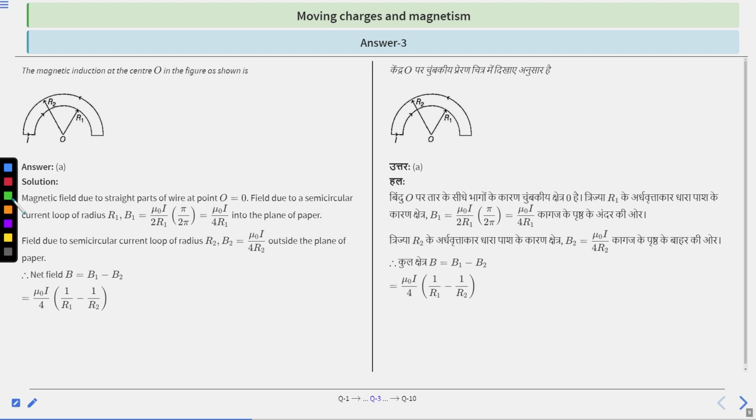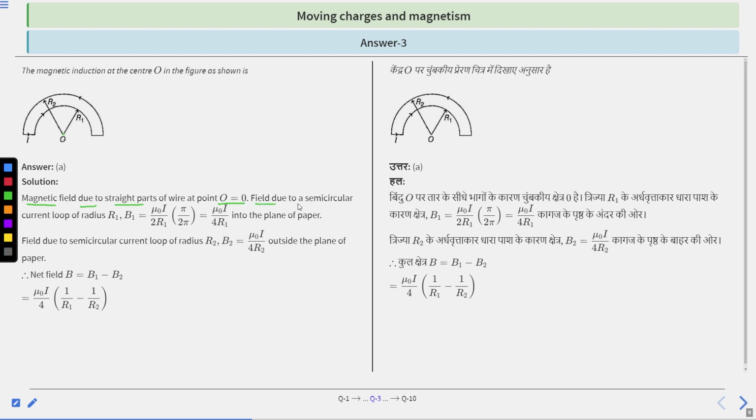So the question asks about the magnetic induction at O. We know the magnetic field due to a straight wire at point O is 0. This is a straight wire, and this is also a straight wire. So the magnetic field due to these straight wires at the center is 0, because the angle here is 0 degree or 180 degree. That's why the magnetic field due to a straight wire at the center O is 0.